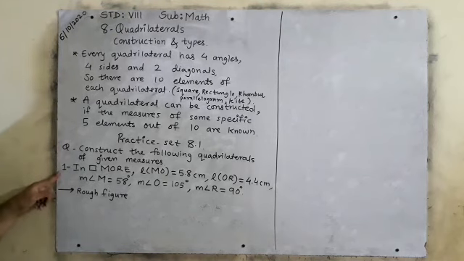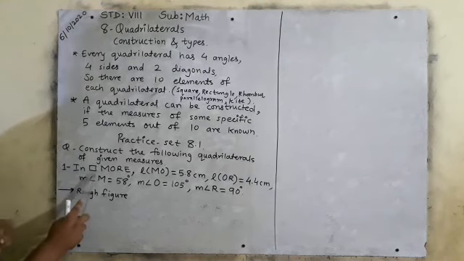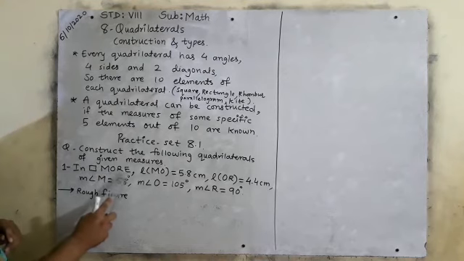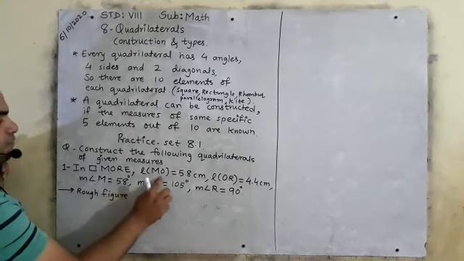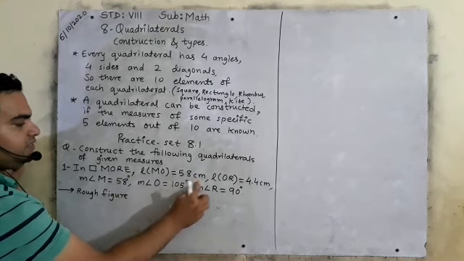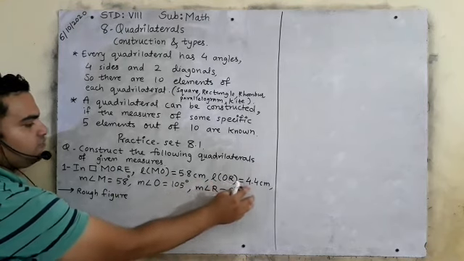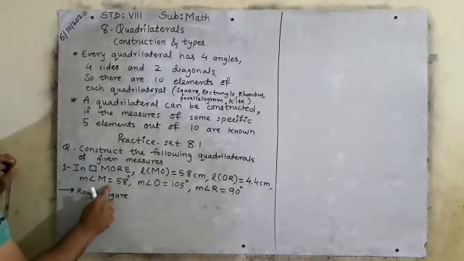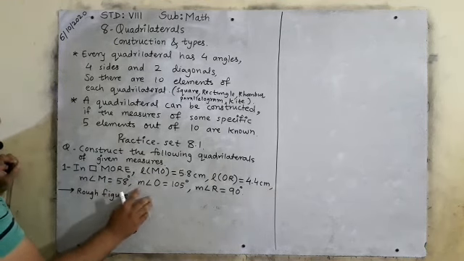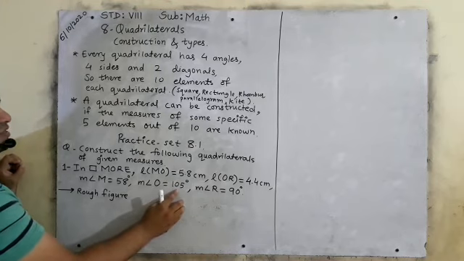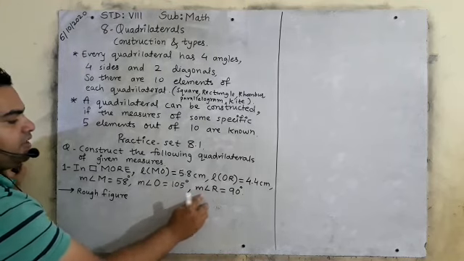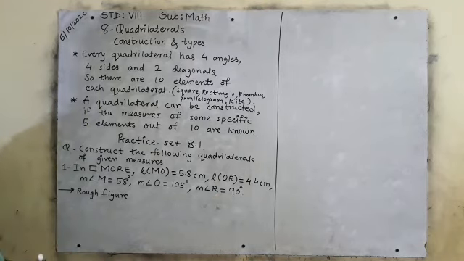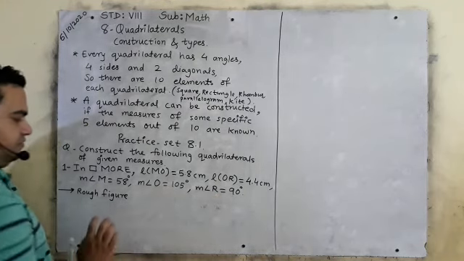Okay, so see the question number 1. In quadrilateral MORE, length of MO is 5.8 centimeter, length of OR is 4.4 centimeter, measure of angle M is equal to 58 degree, measure of angle O is equal to 105 degree, measure of angle R is equal to 90 degree. So my dear students, see, 3 angles are given.